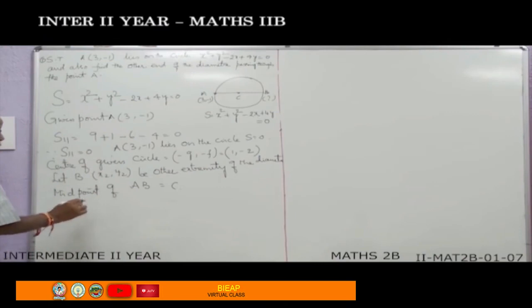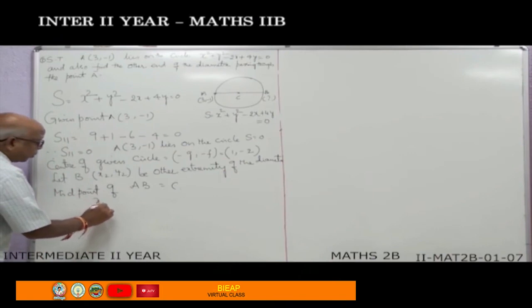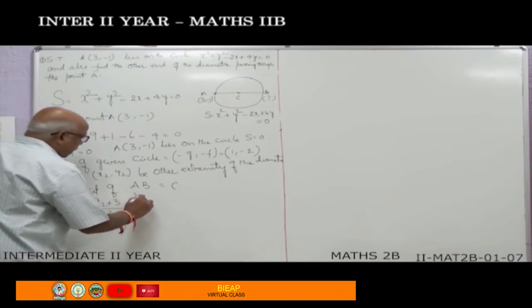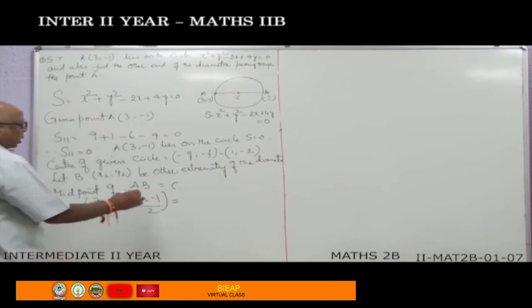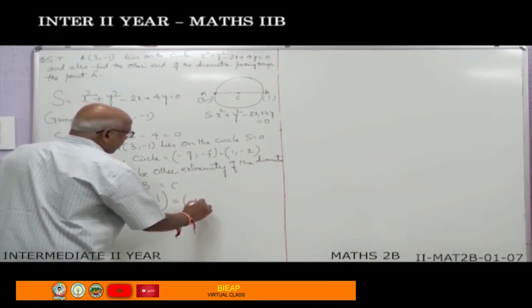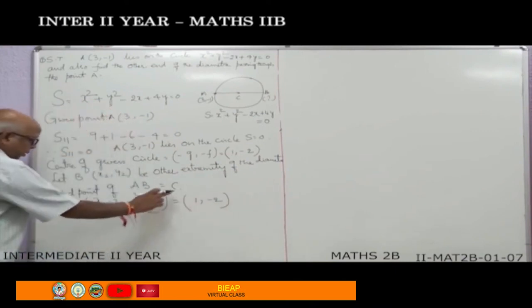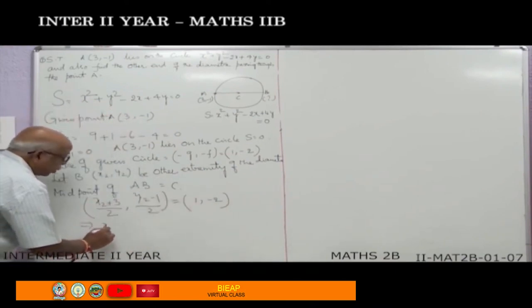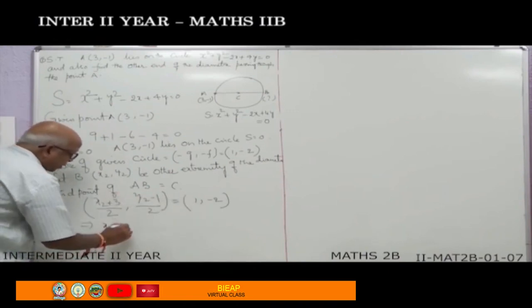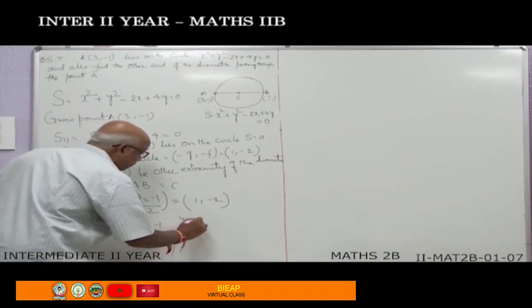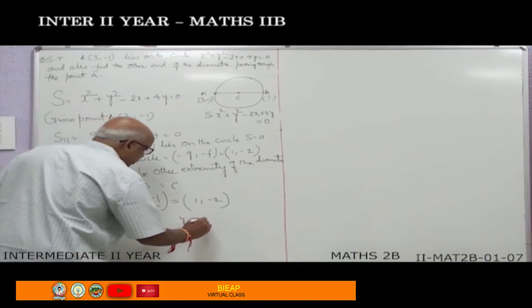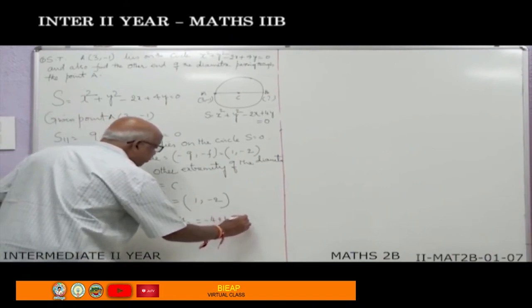So the midpoint formula is ((x1 plus x2) by 2, (y1 plus y2) by 2). So what will you get? ((x2 plus 3) by 2, (y2 minus 1) by 2) equal to the C coordinates, center coordinates (1, -2). Equating these two implies x2 equal to 2 minus 3, and y2 equal to minus 4 plus 1, that is minus 3.